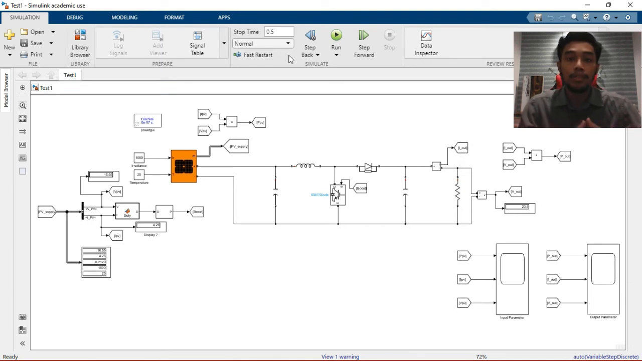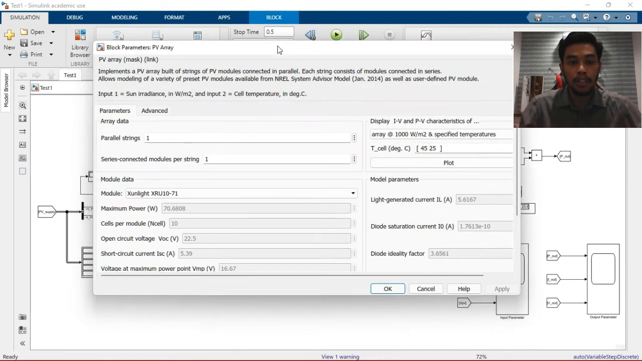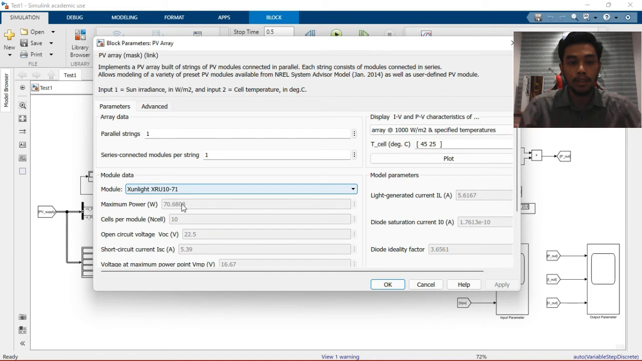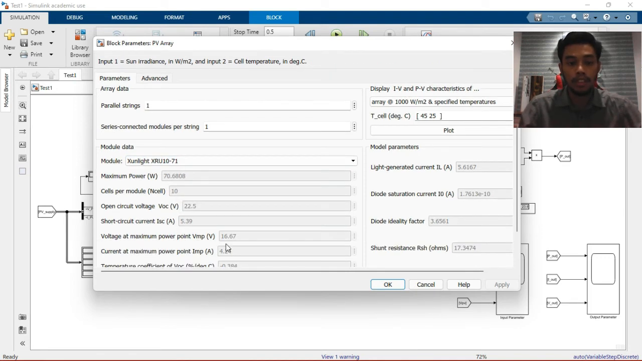So today I'm going to present the circuit design of the project in MATLAB. The circuit design consists of a PV array, a DC to DC boost converter, and also the MATLAB function for the calculation of the duty cycle. For the PV array, we use the PV array module Sunlight 71, which has a maximum power of 70.68, a maximum voltage of 16.67, and a current at maximum power of 4.24.